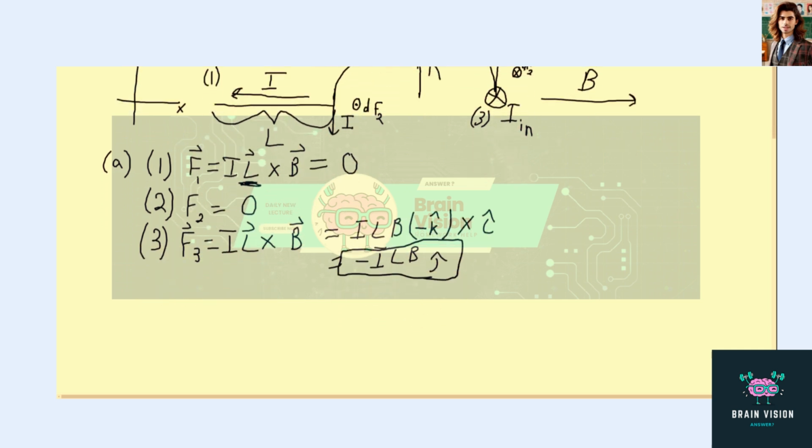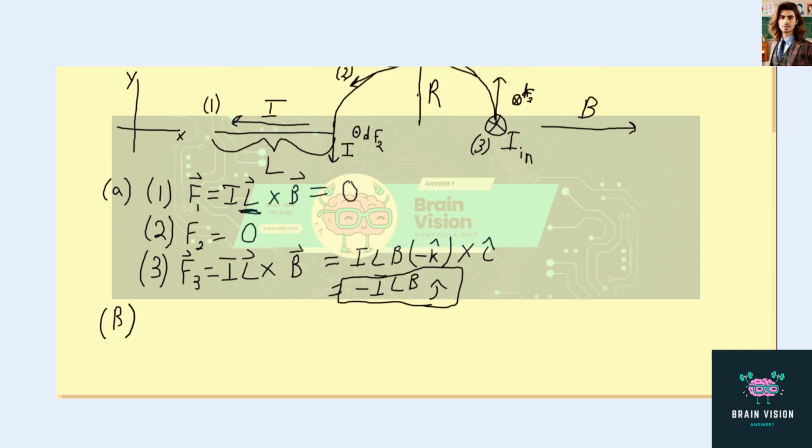Part B asks what happens if we replace this semicircular part with a straight line. Does the total force remain the same? And the answer is, of course, yes, because we found out that F2 is equal to 0, and also F1 is equal to 0.